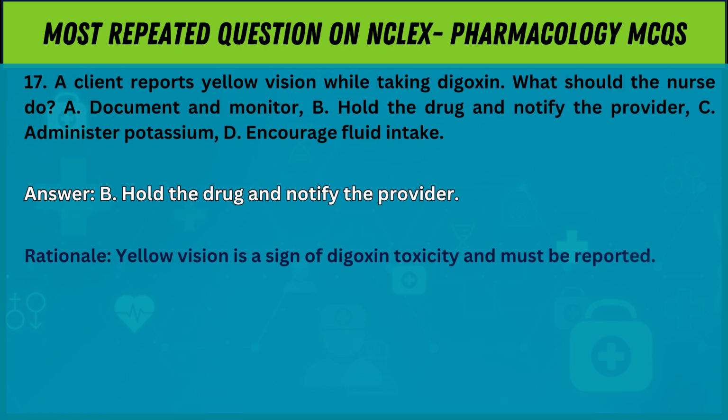17. A client reports yellow vision while taking digoxin. What should the nurse do? A. Document and monitor, B. Hold the drug and notify the provider, C. Administer potassium, D. Encourage fluid intake. Answer: B. Hold the drug and notify the provider. Rationale: yellow vision is a sign of digoxin toxicity and must be reported.